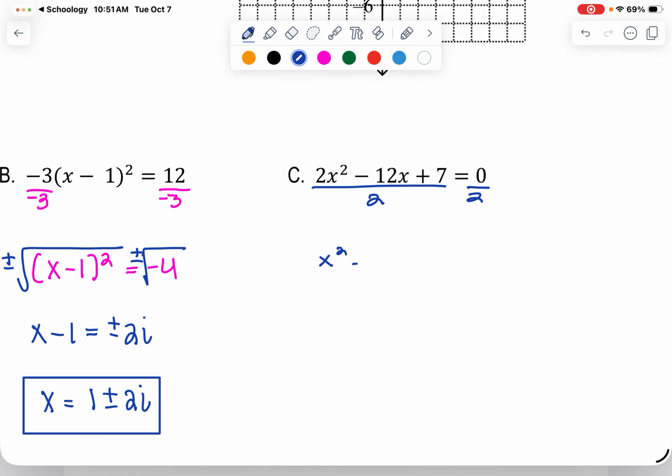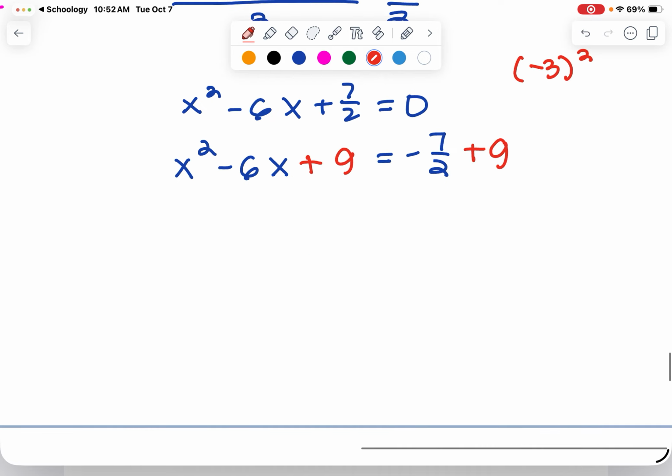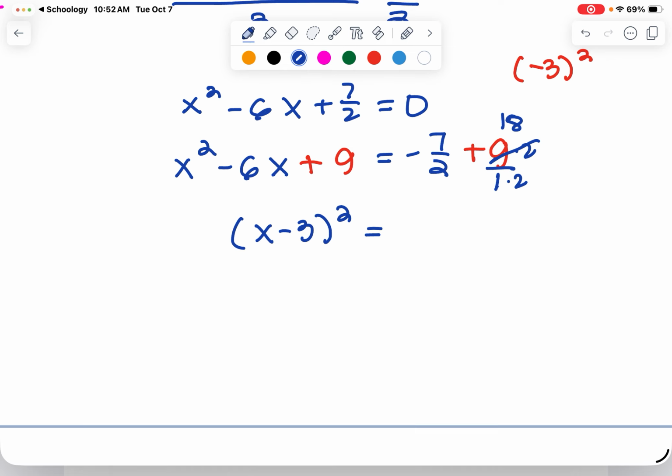I have x squared minus 6x plus 7 halves equals 0. I'm going to subtract 7 halves from both sides. I'm gonna complete the square for this trinomial here, or make it a trinomial by taking half of the b value, which is -3, and squaring it. That's plus 9. I'll add 9 to this side. The left-hand side factors to x minus 3 quantity squared. The right-hand side, I'll make this a fraction, and then common denominator by multiplying by 2, that becomes an 18. 18 and -7 is 11 over 2.